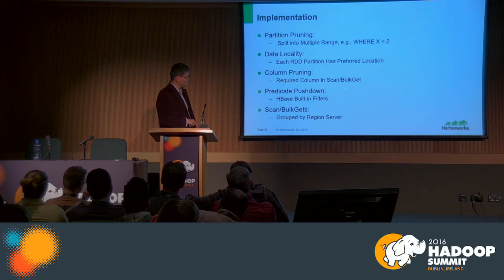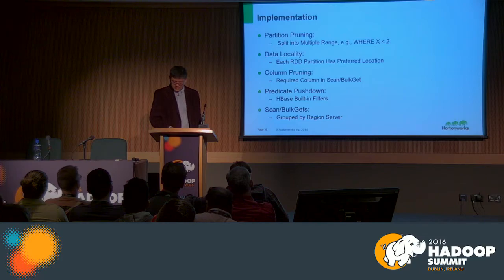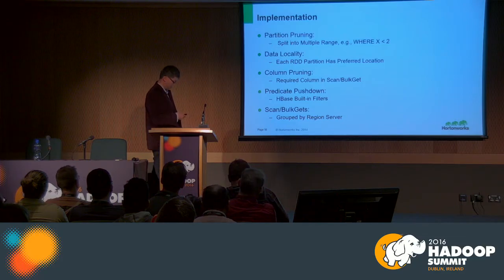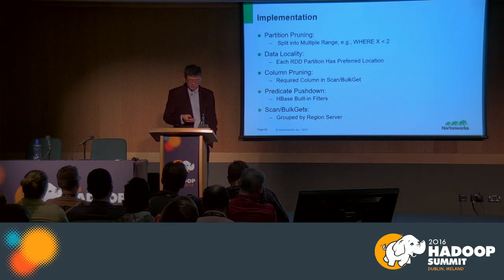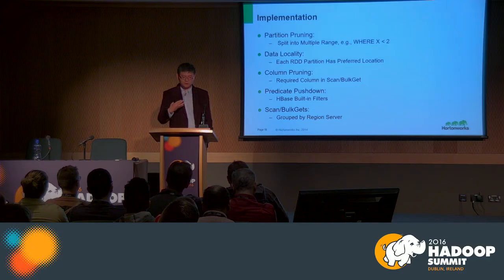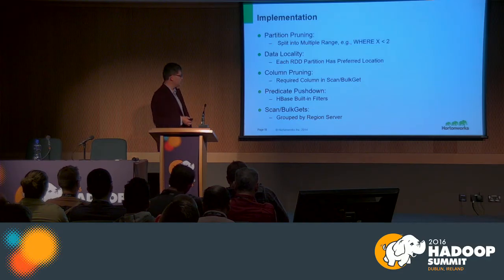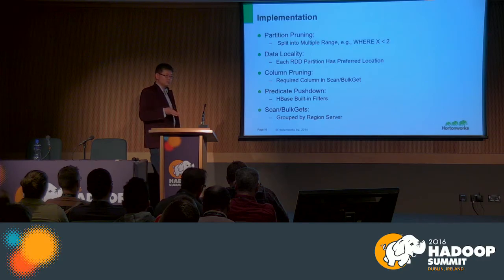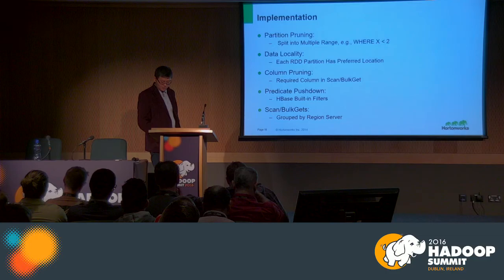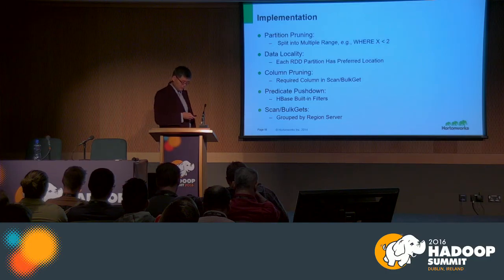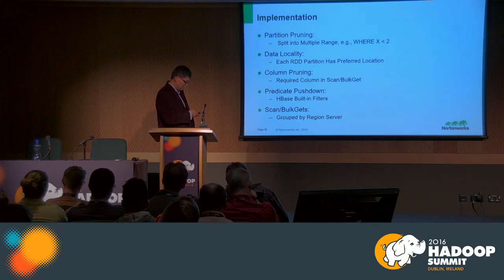We construct all the required columns for the scan and the bulk get. Then predicate push down is also straightforward, but we don't use any coprocessor. We just push those filters, for example, larger than or equal, or string starts with, into the scan, then ship it to the region server. The region server will do this for us. We don't need to worry about that. So scan and the bulk get.